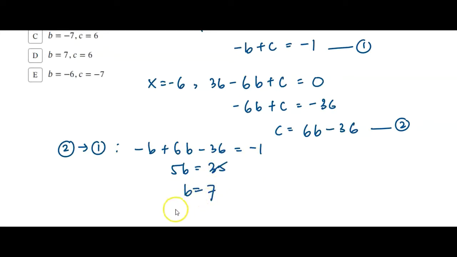If you got b equals 7, try to get c by substituting the 7 into equation 2. You got 6 multiplied by 7 minus 36.